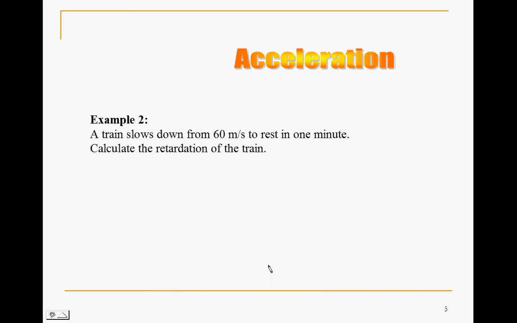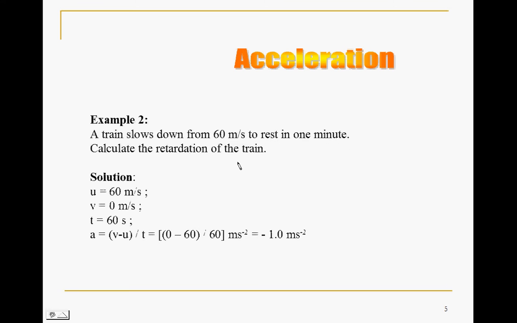You have this example 2. A train slows down from 60 meters per second to rest in a time of 1 minute. What is the retardation of the train? So we look at the solution. All the information is given. Substituting into the formula, you end up with minus 1 meter per second squared. So acceleration is negative 1 meter per second squared. Now retardation is understood to be negative acceleration, so when we present the answer, we don't need to put in a negative sign. It's just 1 meter per second squared to refer to retardation.